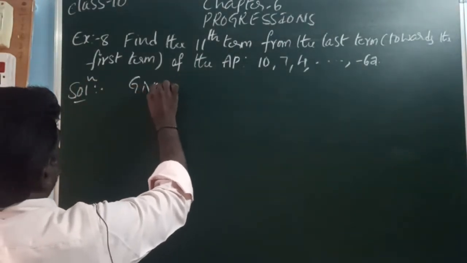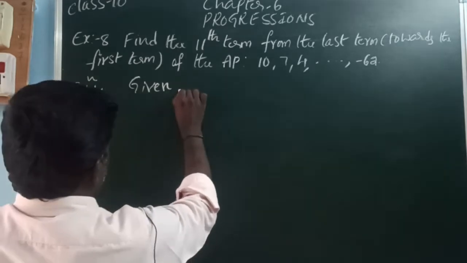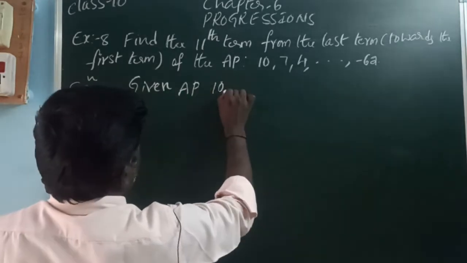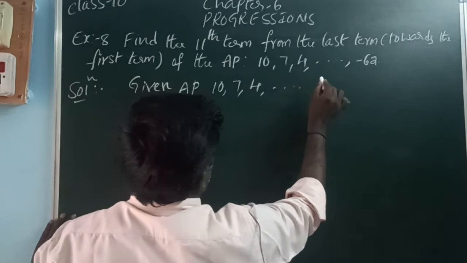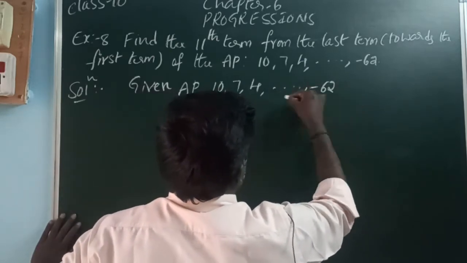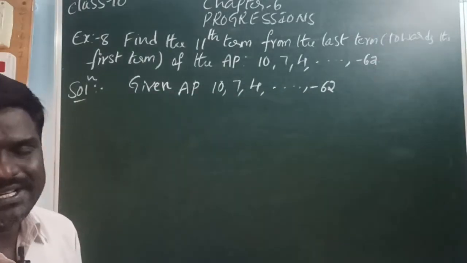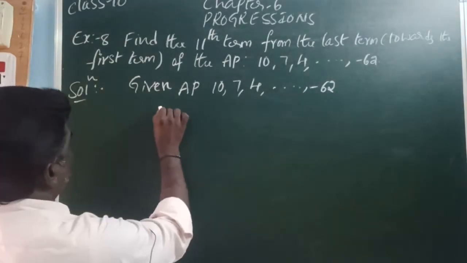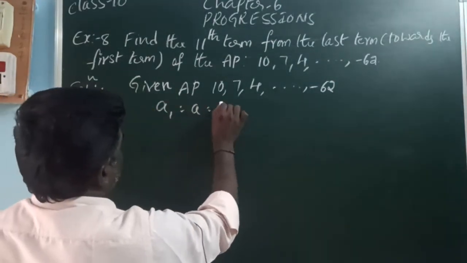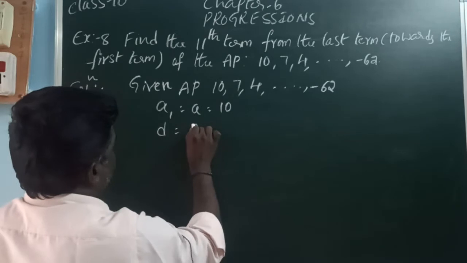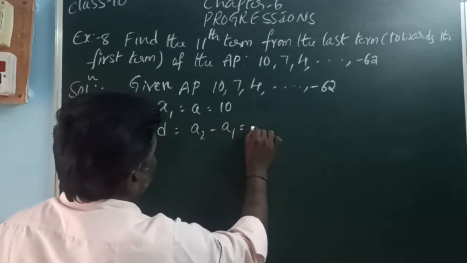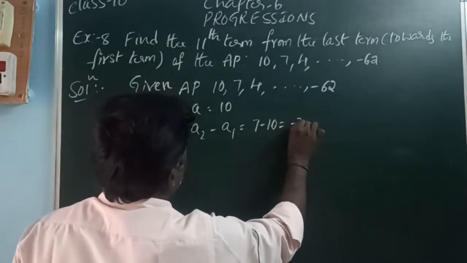So here given AP 10, 7, 4 and so on, minus 62. First find the first term and common difference. So a1 is equal to a, that is equal to 10. Common difference a2 minus a1, 7 minus 10, that is equal to minus 3.